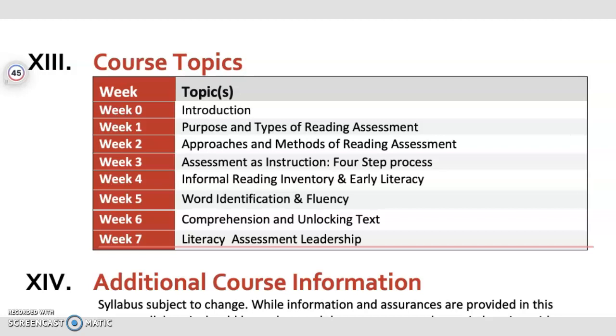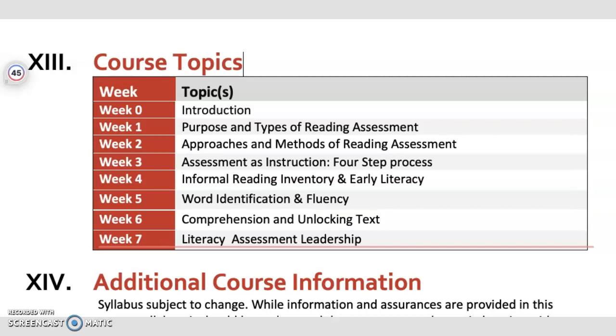From there, we'll be going into different approaches and methods, focusing in on assessment as instruction, as this textbook does such a great job on talking about a very clear 4-step process. We'll really dig into the various types of informal reading inventories out there, how to select ones that are going to be best for your needs, and with a target on our early literacy. From there, we'll look at word identification and fluency, comprehension and unlocking the text, into our final week, where it's really a large literacy assessment leadership final.